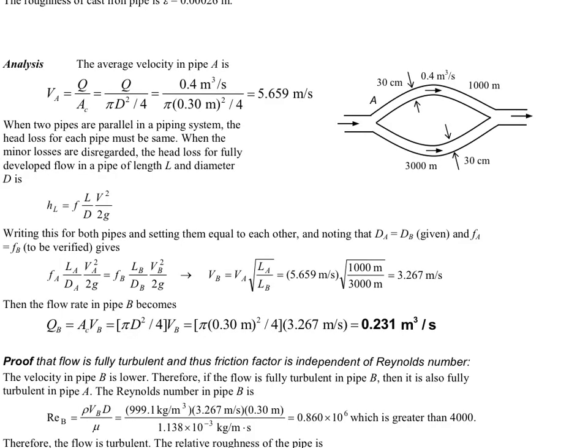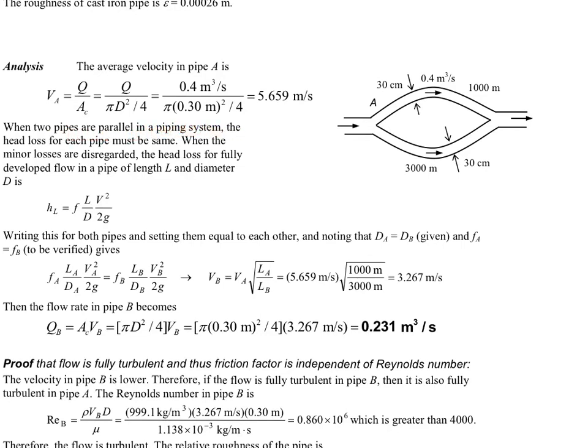Now, a very important point to note: when two pipes are parallel, as I mentioned earlier, the head loss for each pipe must be the same. Head loss in pipe A, the upper branch, must be equal to the head loss in the lower branch. When the minor losses are disregarded, the head loss for fully developed flow in a pipe of length L and diameter D is given by the Darcy equation, f L over D times V squared over 2g.